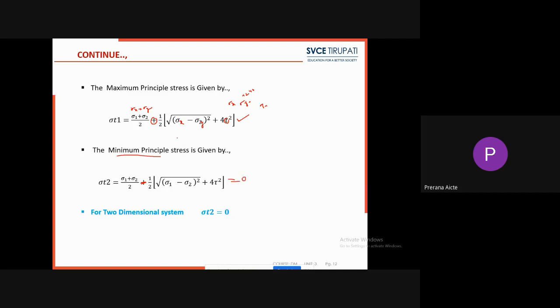How to get sigma T1 value? Sigma 1 is sigma x plus sigma y by 2 plus 1 by 2 root of sigma x minus sigma y whole square plus 4 tau square.